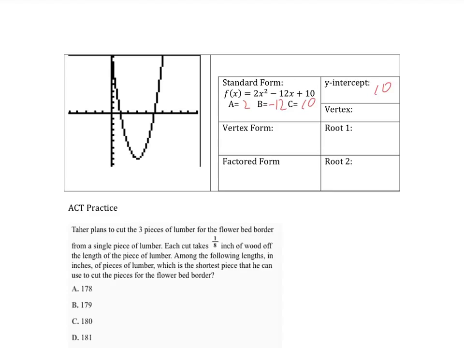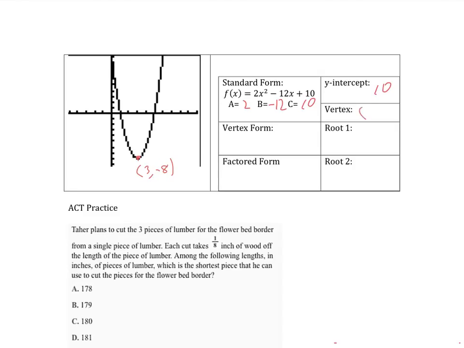Now that we have that, we should be able to figure out what the vertex is. Now the vertex is this point right down here. And it's not too hard to look at the graph and tell what that is. I feel like I'm going over 1, 2, 3 and down 1, 2, 3, 4, 5, 6, 7, 8. I feel like that's the point 3, negative 8.